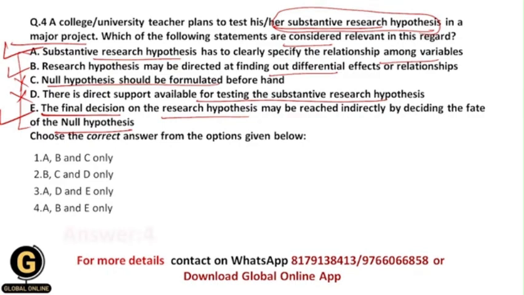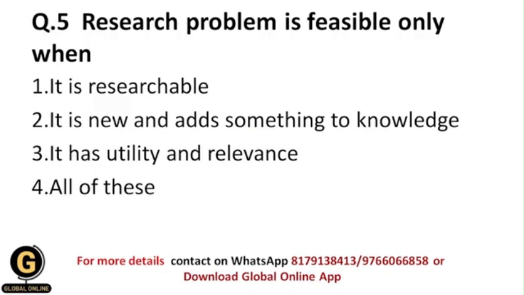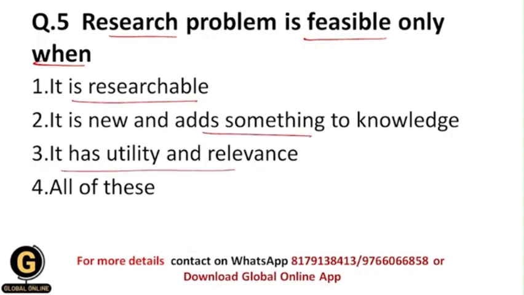That's why your correct answer should be 4, that is A, B and E only, because only these statements are correct. Next is, research problem is feasible only when. So in which situations is a research problem feasible? When it is researchable, when it is new and adds something to knowledge, or when it has utility and relevance, and all of these.